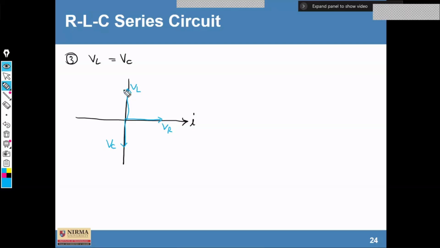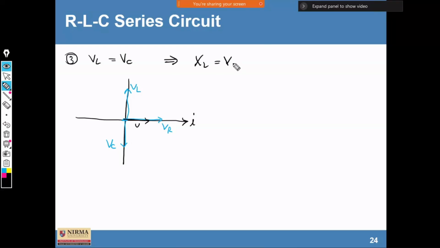Now, if the values are equal, then the net value would be 0. So here your net vector would be V only, and V and I are in phase with each other. Now, what is the impedance triangle here? What is the value of impedance here? Because if VL is equal to VC, we know that XL is also equal to XC.